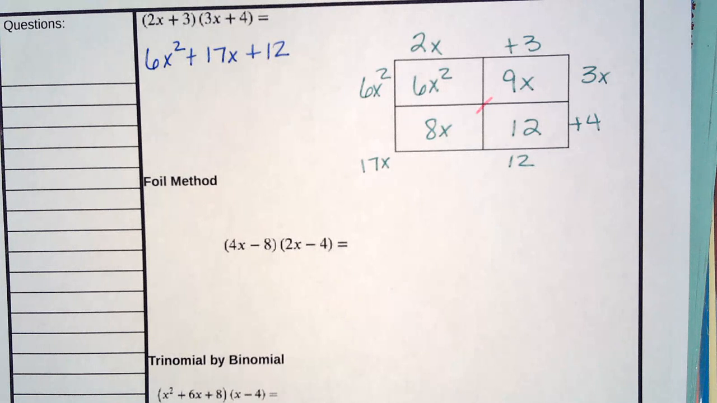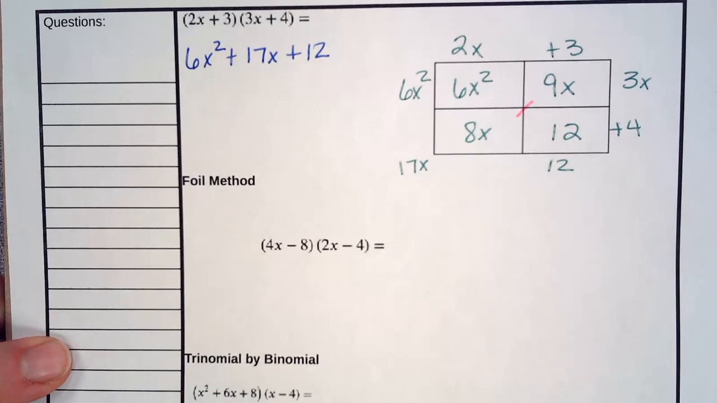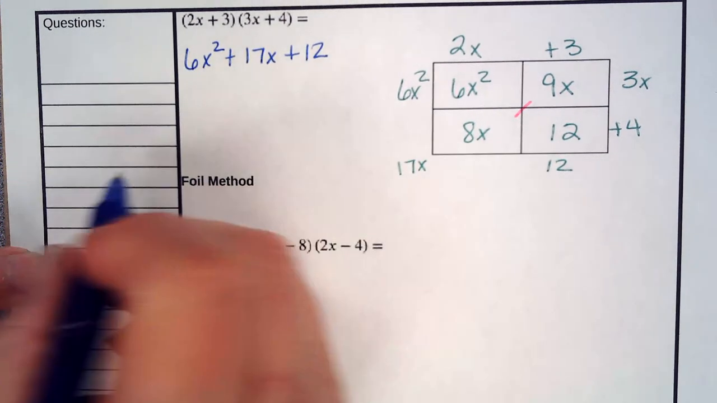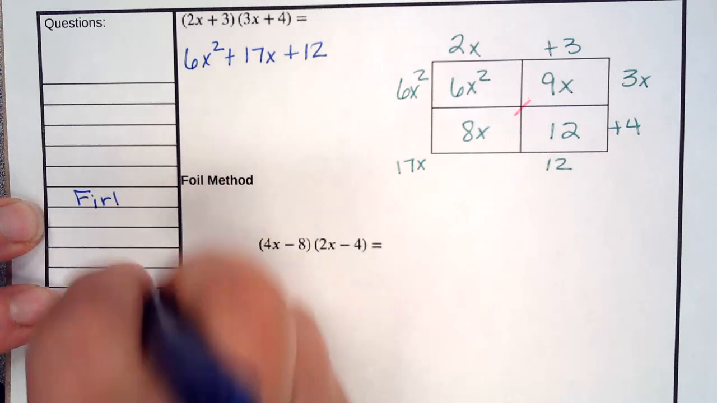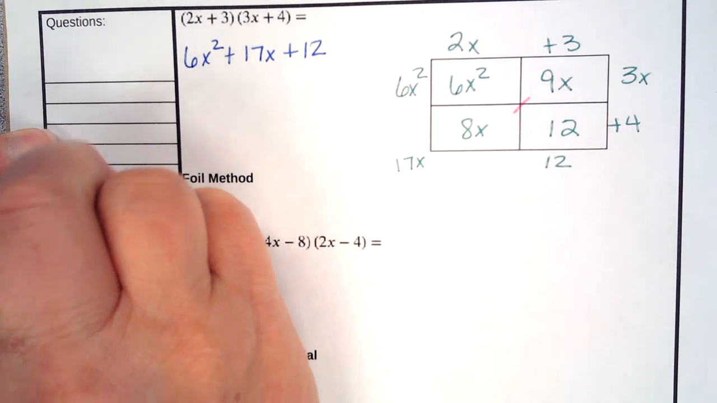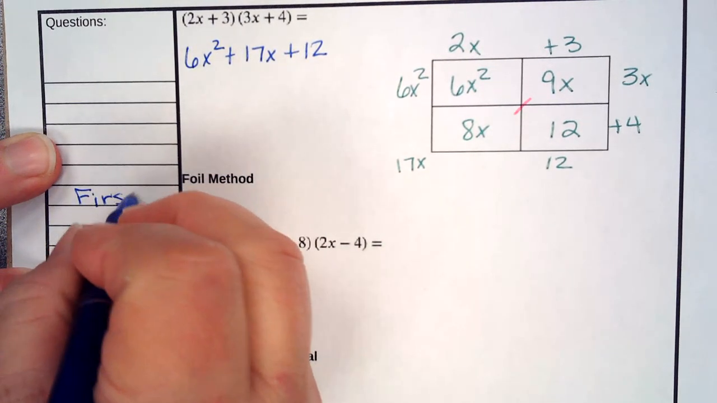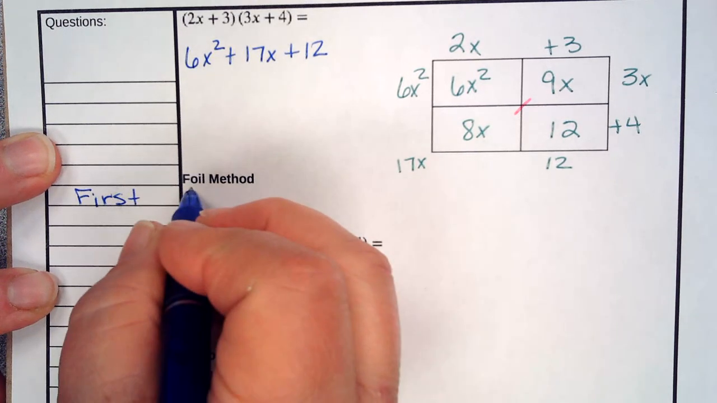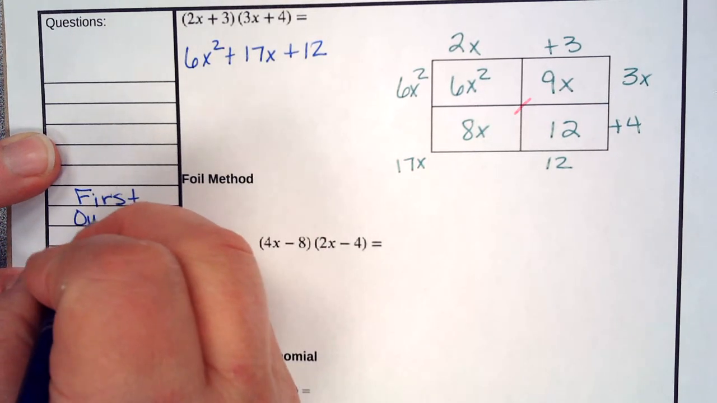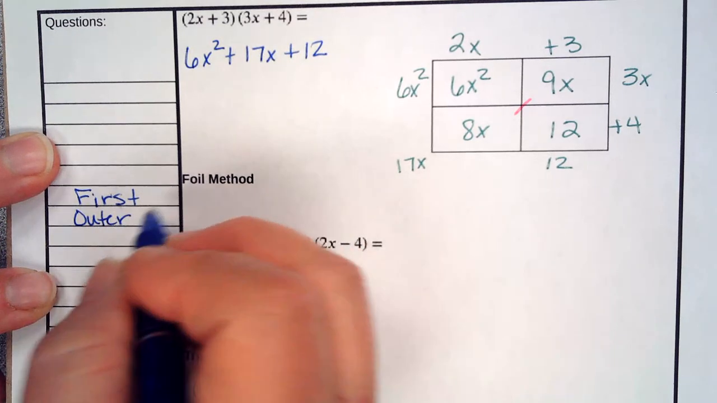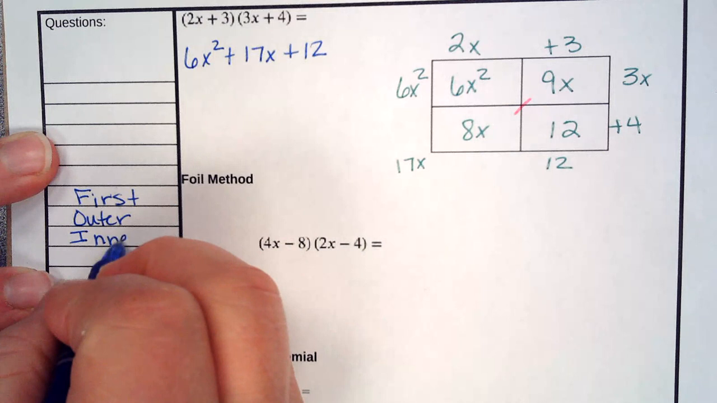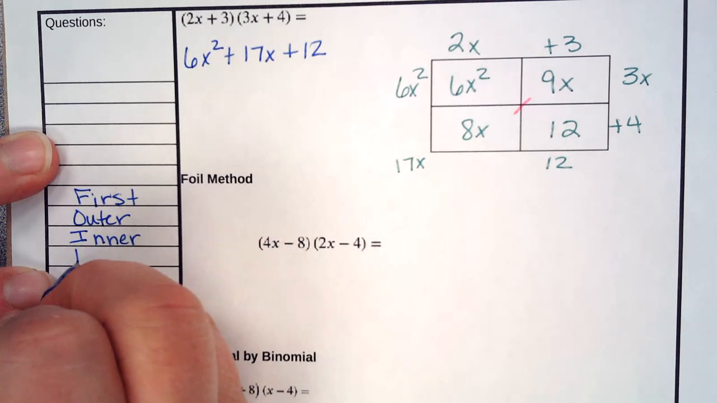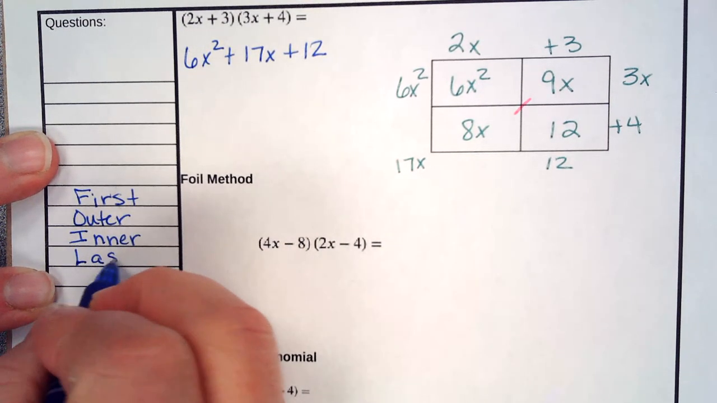The next one is the FOIL method. I like to call it the smiley face method. FOIL stands for first. So you're going to multiply your first terms together. O stands for outer. Outer terms together. Then your inner, I stands for inner terms. And finally, your last terms.